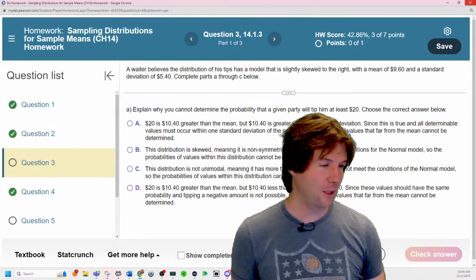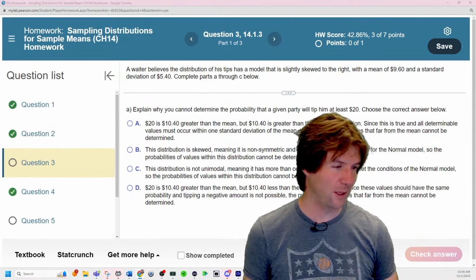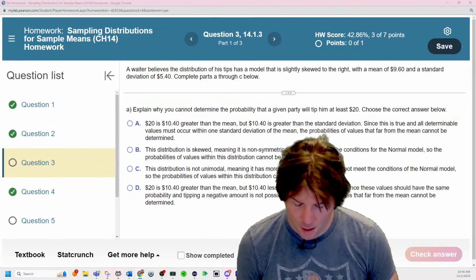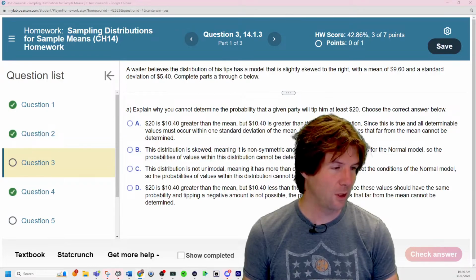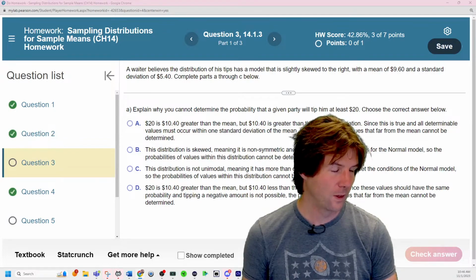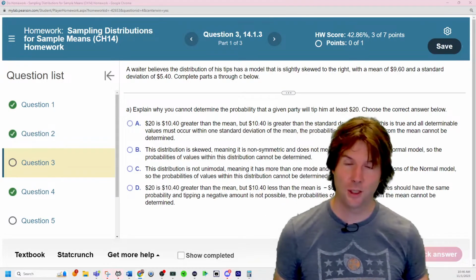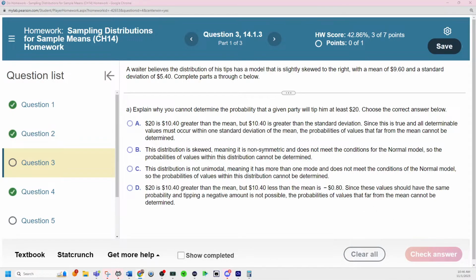A waiter believes. What do waiters believe these days? So 4 to 6, 23. Chapter 14, homework. Question 3. A waiter believes the distribution of tips has a mean of 9.6 with a standard deviation of 5.4. Explain why you cannot determine the probability that a given party will tip him at least 20. Choose the correct answer. Well, because the distribution is what?